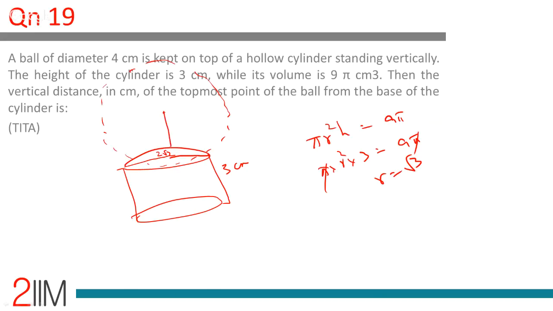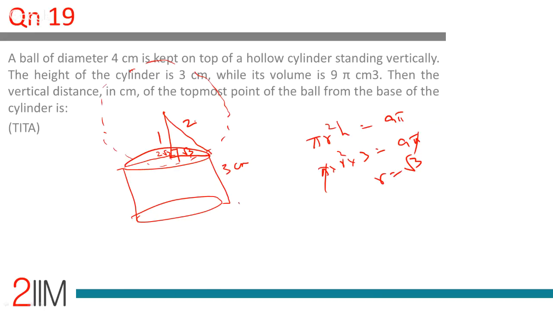If you notice this diagram, it's a wonderful diagram to imagine. This length is 2. This part is root 3. From the center to this point, what happens here? So from the center to here, and this will be a right angle triangle. This is 2, this is root 3, this is 1. So the center of the ball is at a distance of 1 unit from the lid of the cylinder.